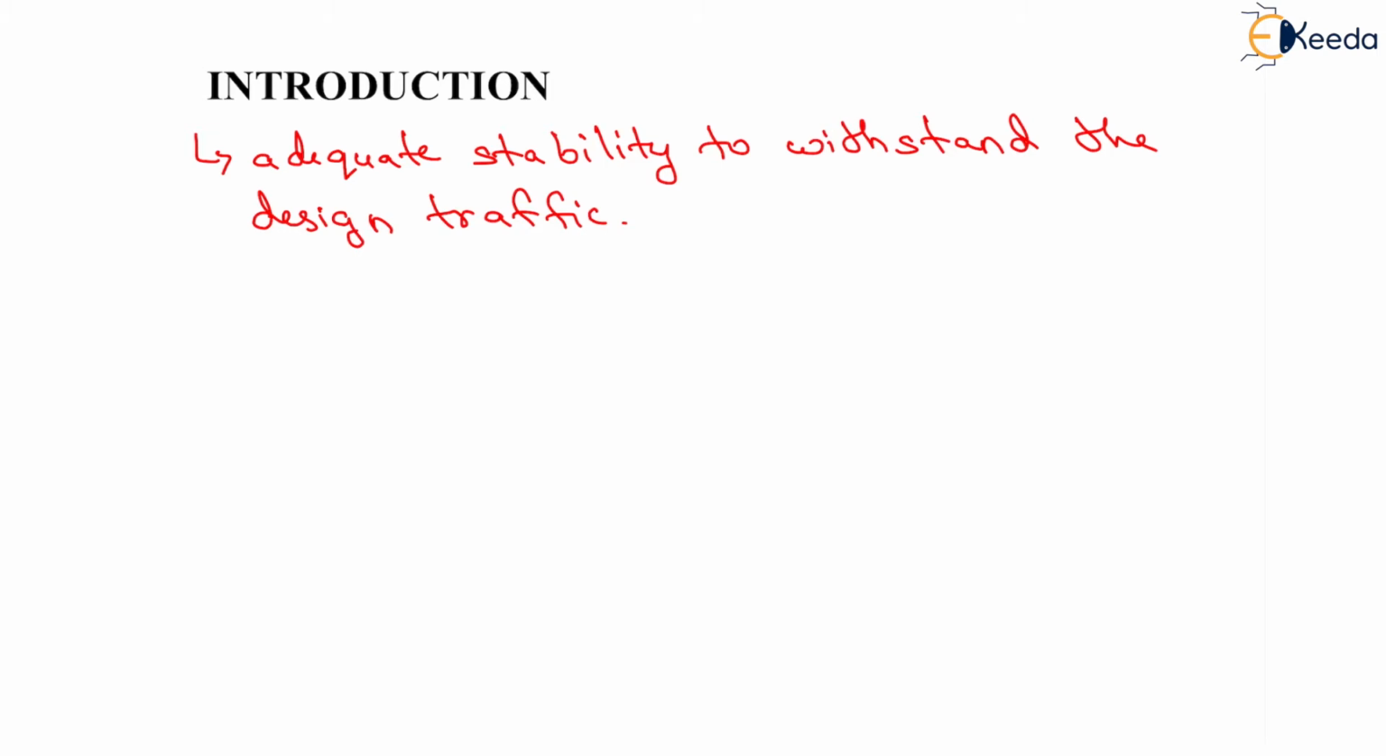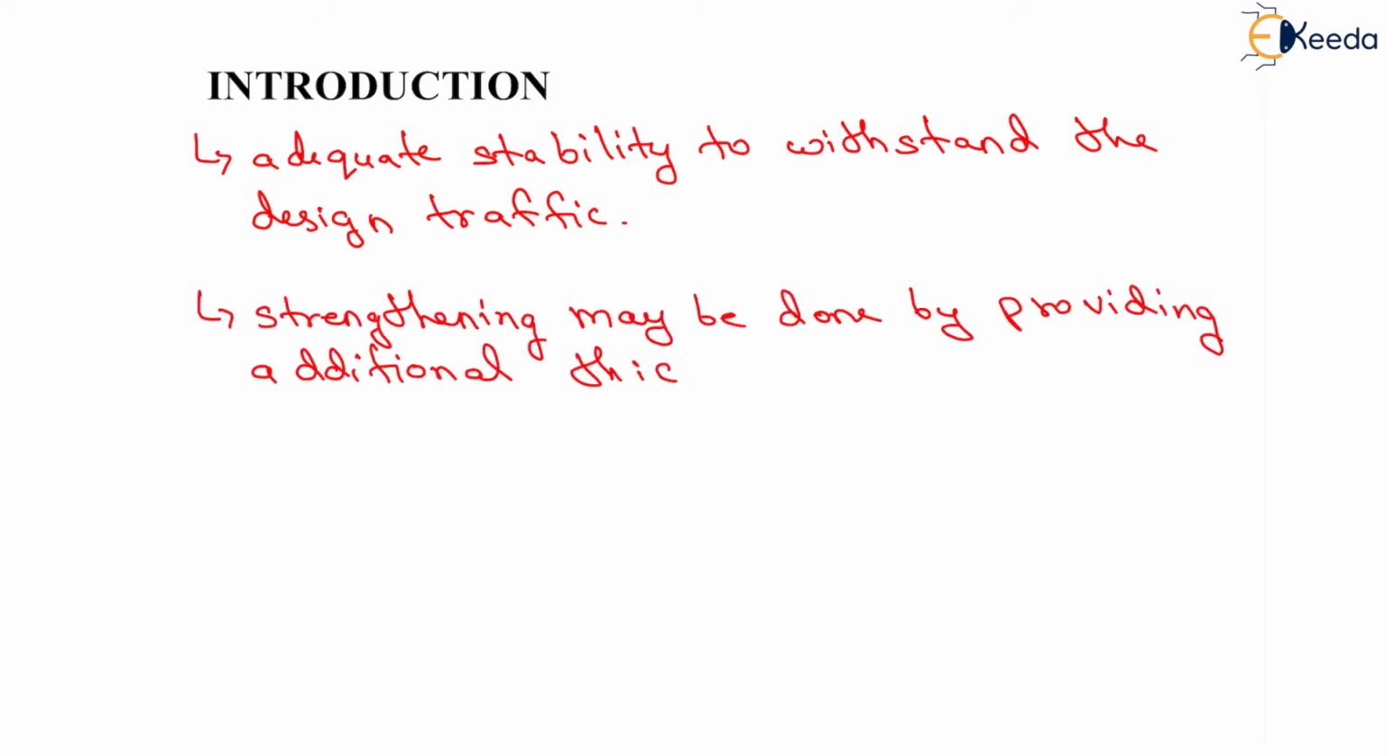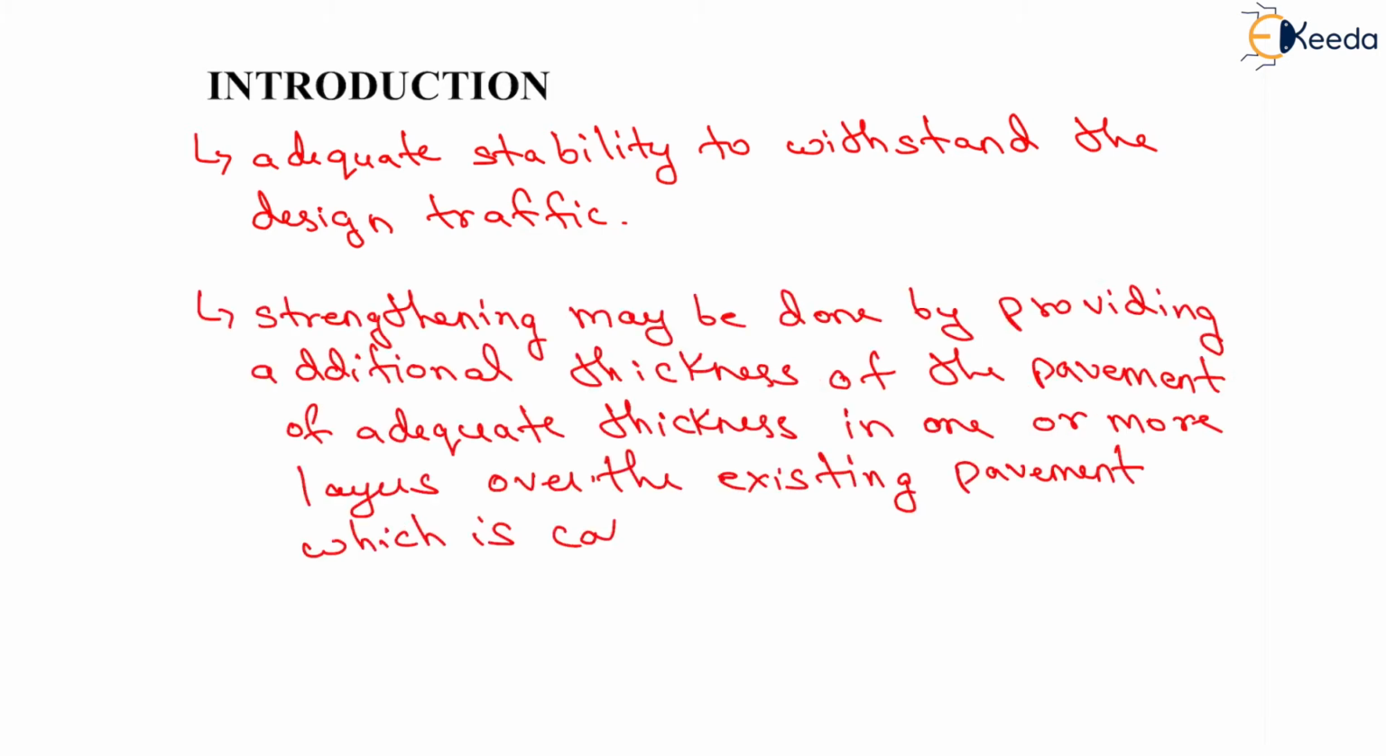Strengthening may be done by providing additional thickness of the pavement of adequate thickness in one or more layers over the existing pavement, which is called overlay. If the existing pavement has completely deteriorated, an overlay would not serve the purpose, and hence we should remove the existing damaged pavement structure and rebuild it. In partially damaged pavement sections, patch repair works are carried out before constructing the overlay.